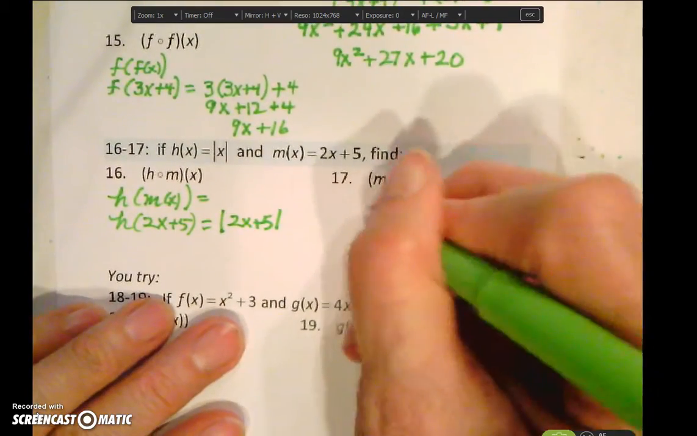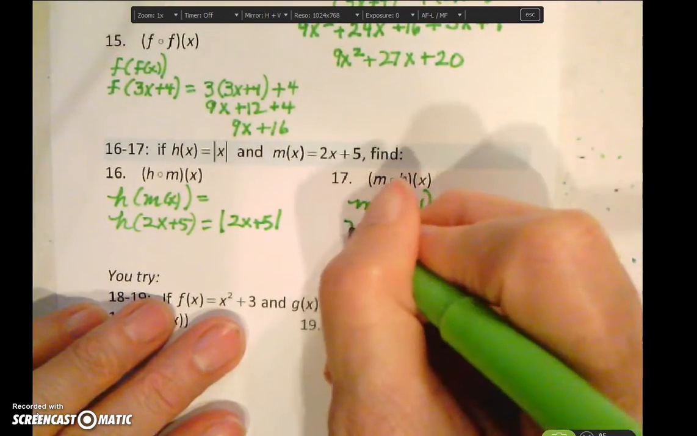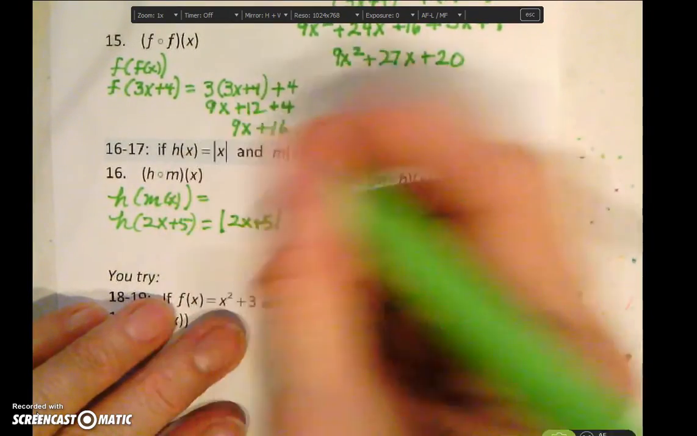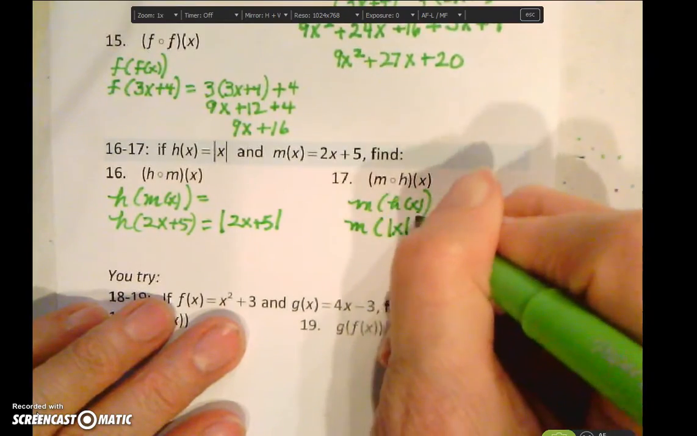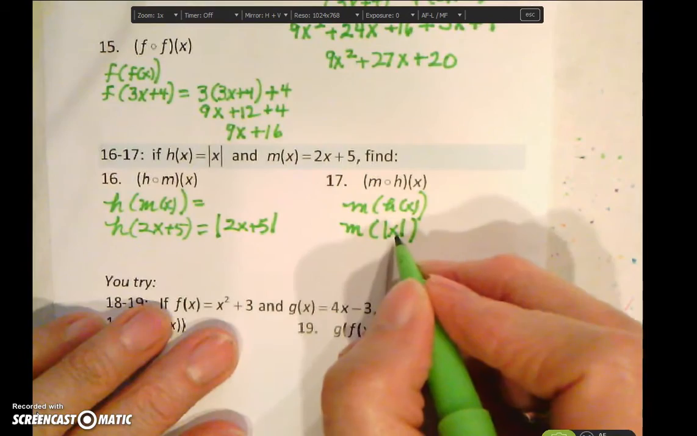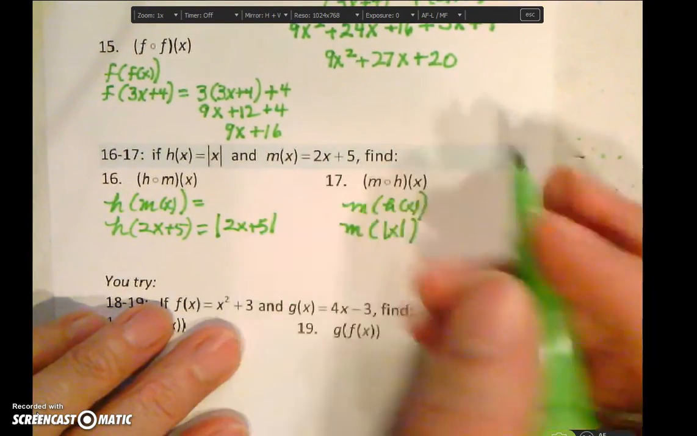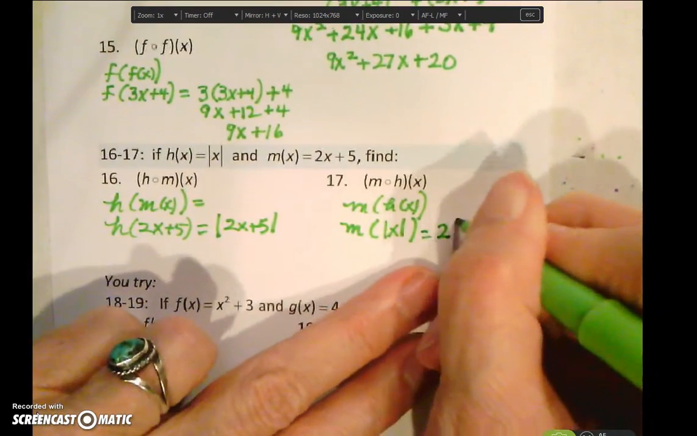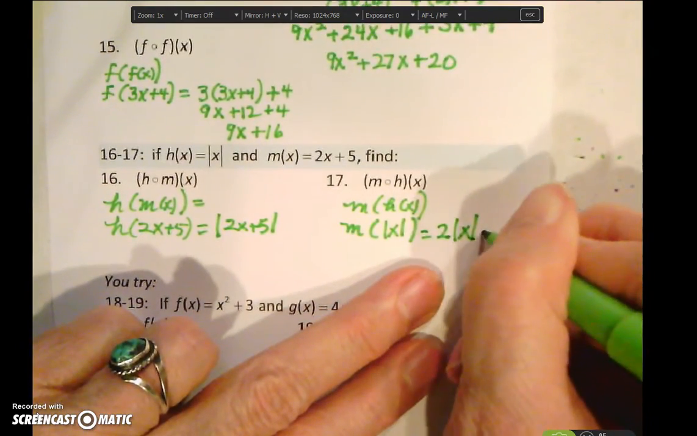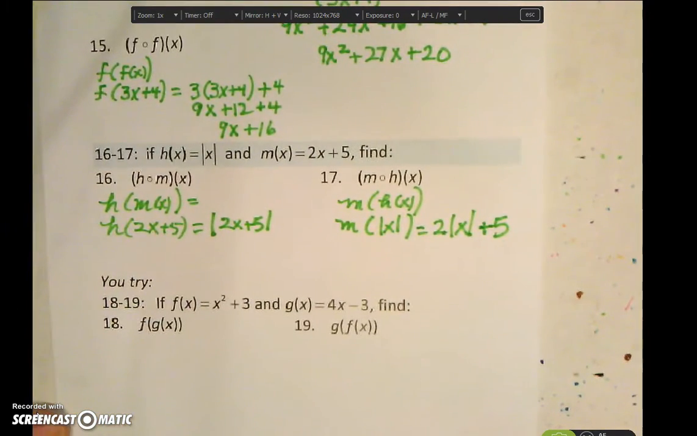So m of h of x. h of x is the absolute value of x. So I'm going to take the absolute value of x, place it into the m function in place of the x. So that's going to be 2 times the absolute value of x plus 5. And that's my answer.